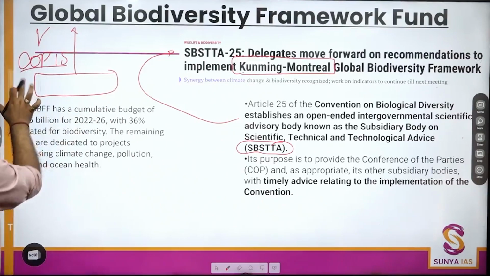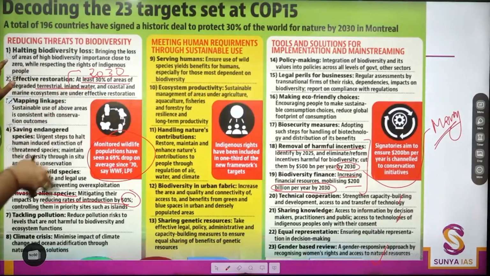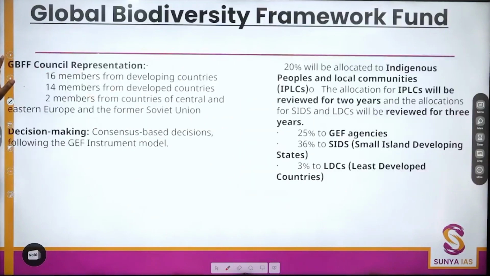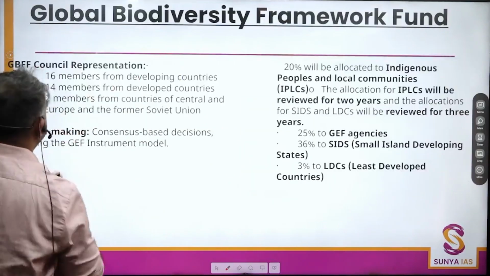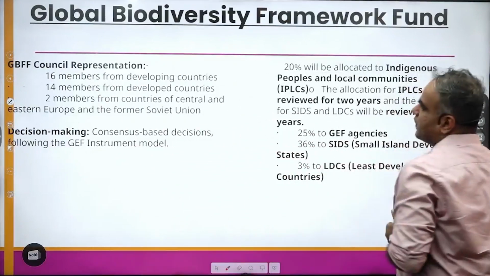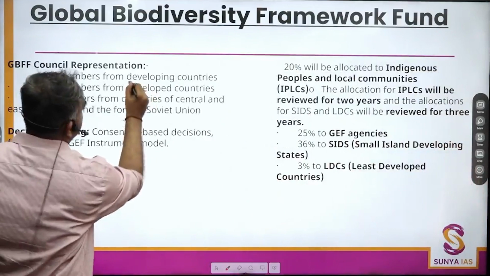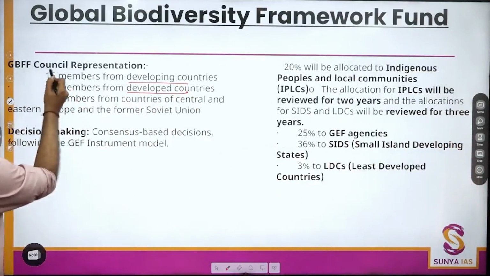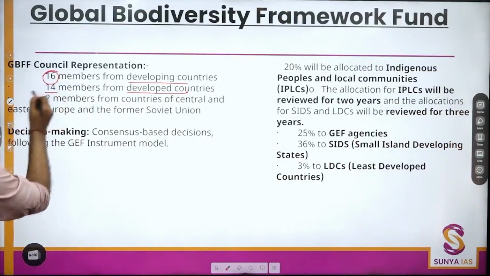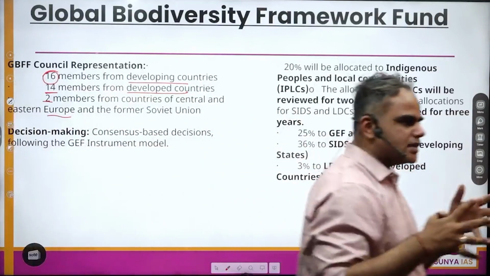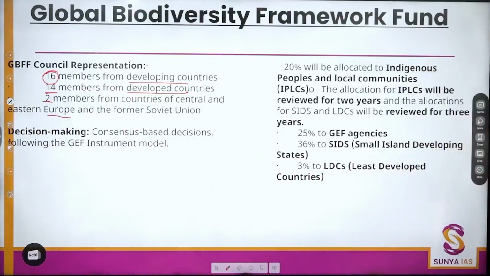So one is the framework we have just seen, 23 targets, 30 by 30, etc. And this is the money part of it, the fund, how the fund will operate, etc. Now this is something we need to know. First is, there is a council that is created. In the council you have members from developed, developing. So 16 members from developing, 14 from developed, and 2 members from Central and Eastern Europe. So one is that this council has a good representation of developed as well as developing.